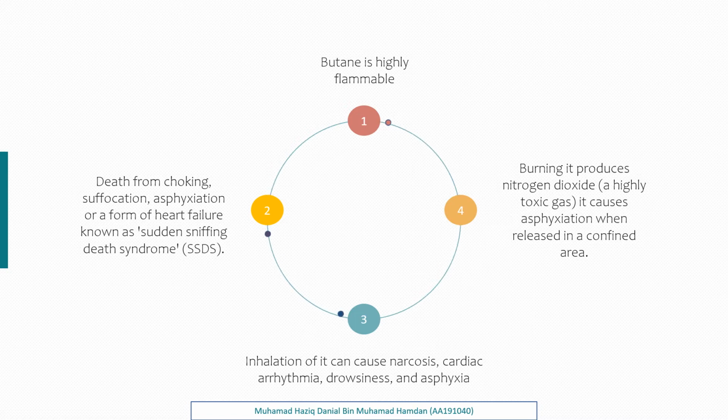Butane can also cause death from choking, suffocating, asphyxiation, and a form of heart failure known as SSDS, or sudden sniffing death syndrome, caused by butane gas. Inhalation of it can cause narcosis, cardiac arrhythmia, drowsiness, and aphasia. Burning it produces nitrogen dioxide, a highly toxic gas. It causes asphyxiation when released in a confined area.